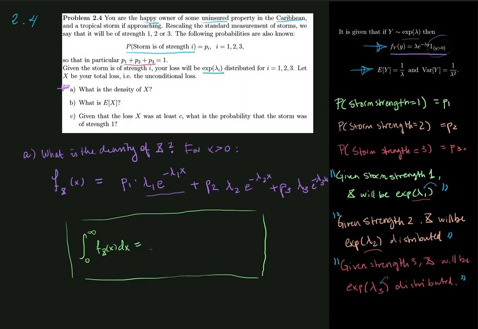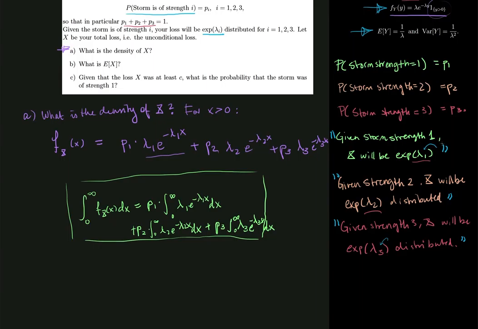Well, then what happens is I will have P1 multiplied by the integral of lambda 1 e to the minus lambda 1 x dx, plus P2 multiplied by the integral from 0 to infinity of lambda 2 e to the minus lambda 2 x dx, plus P3 multiplied by the integral from 0 to infinity of lambda 3 e to the minus lambda 3 x dx. Now we'll end up going a bit outside of the box, but that's okay.